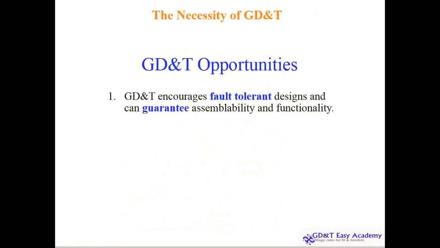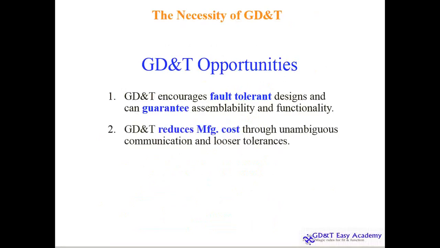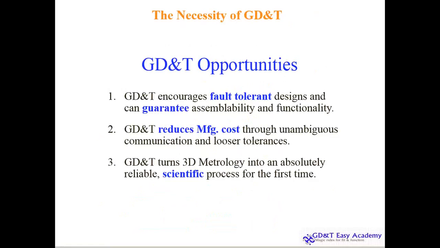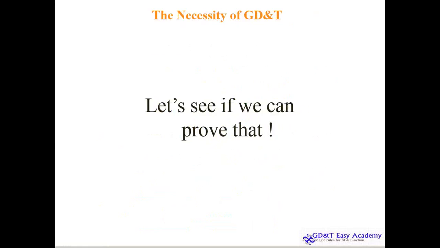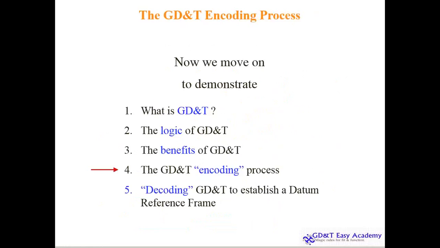GD&T encourages fault-tolerant design and can guarantee assemblability and function. GD&T reduces manufacturing cost through unambiguous communication and looser tolerance. So GD&T gives you a higher tolerance so that you can play around. GD&T never only gives a loose tolerance. And GD&T turns the 3D metrology inspection system absolutely reliable in a scientific process. Let us see if we can prove that.